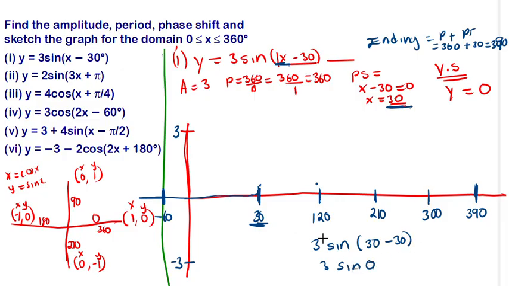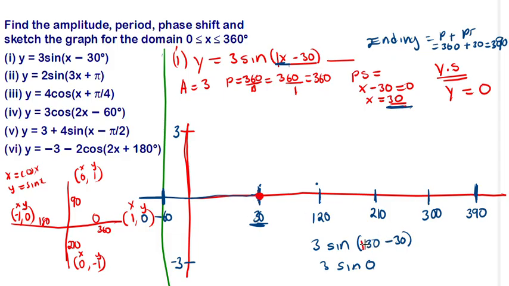What is sine 0? In the y-axis, it is 0, right? So it is telling me that it's what? 0. 0 times 3. The answer will give me 0 here, right?